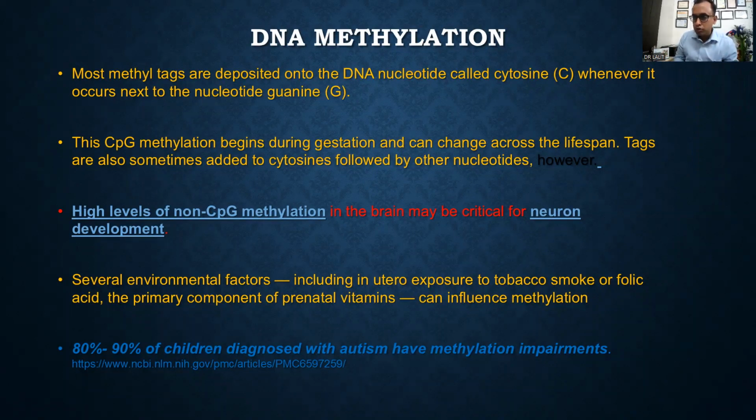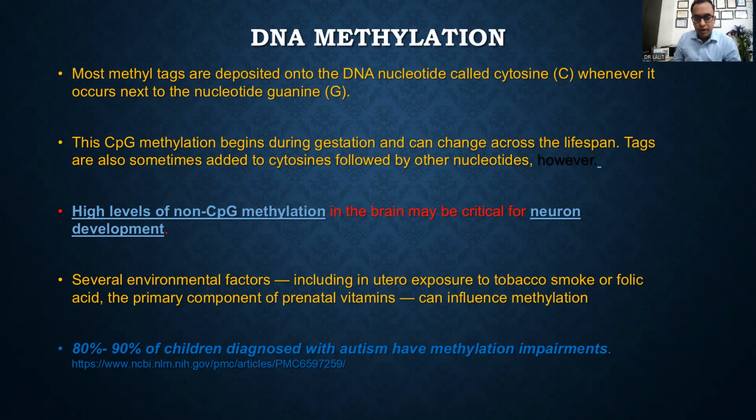There are so many other thoughts on ASD, behavioral, sensory, and so on, but this is one of the schools of thought related to epigenetics. So high levels of non-CpG methylation in the brain play a very critical role in neuronal development, and that exactly highlights the spectrum in ASD kids.